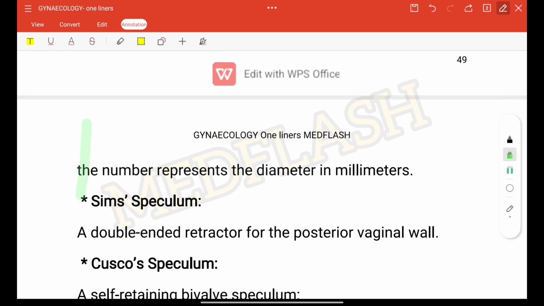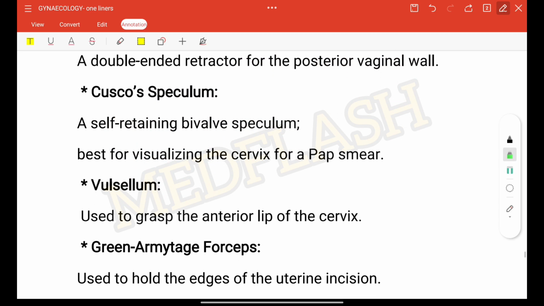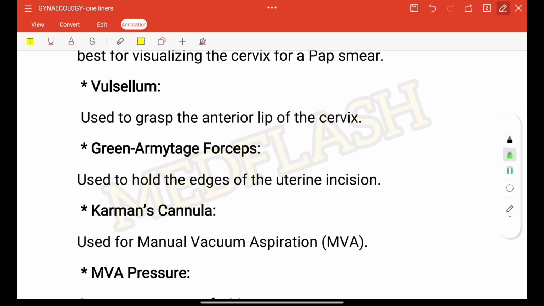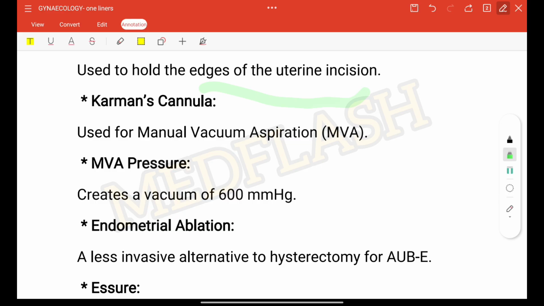Sims speculum, a double-ended retractor for the posterior vaginal wall. Cusco speculum, a self-retaining bivalve speculum, best for visualizing the cervix for a pap smear. Vulsellum, used to grasp the anterior lip of the cervix. Green-Armytage forceps used to hold the edges of the uterine incision. Karman's cannula used for manual vacuum aspiration.